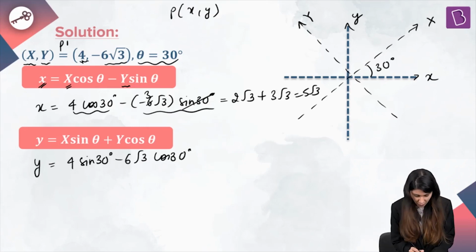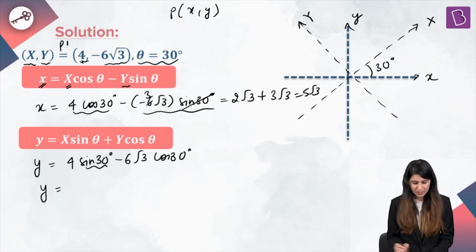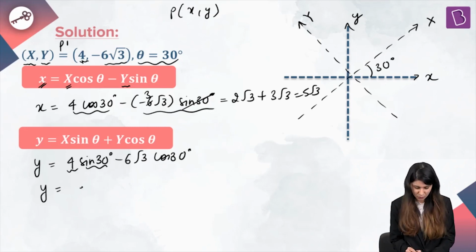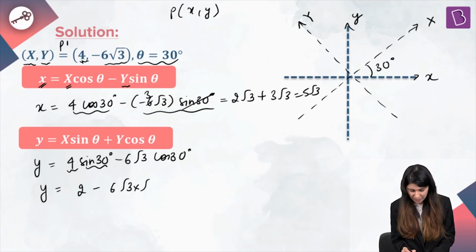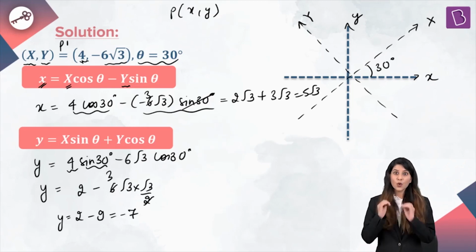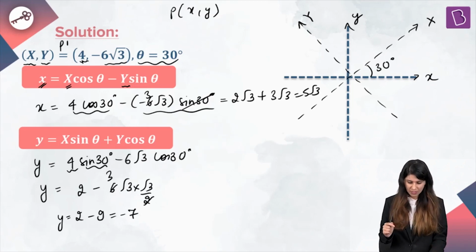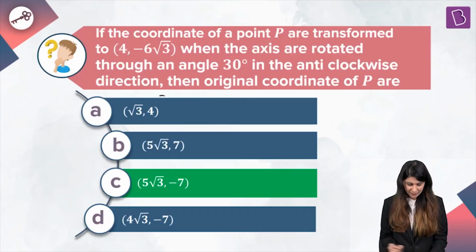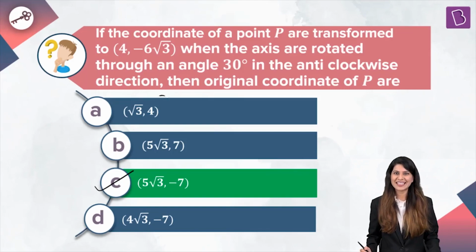Now, let's calculate the y coordinate. Y coordinate will be, this is 1 by 2 and this is 4. 4 into 1 by 2 is 2. Minus 6 root 3 multiply root 3 by 2, which will be what? 2 minus 9, that is equals to minus 7. Y coordinate is minus 7. So, the original coordinates of P will be what? 5 root 3 comma minus 7. That means option C is absolutely correct answer.